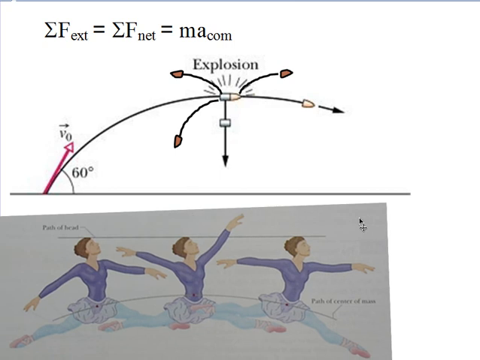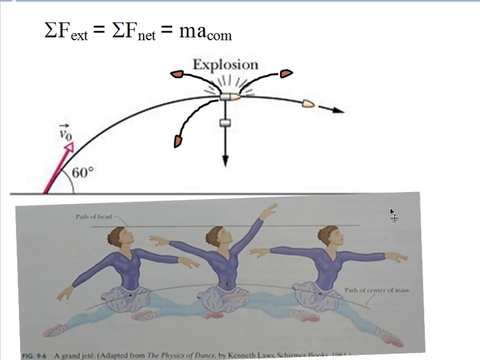This is a lovely picture from your book of a woman doing a grand jet, a big jump. Doesn't sound so good when you don't say it in French, does it? But this red dot is her center of mass. We have cut her up into little bits and weighted each part of her by the mass of each of those little bits, and then added them all up in a continuous distribution, and here's her center of mass.